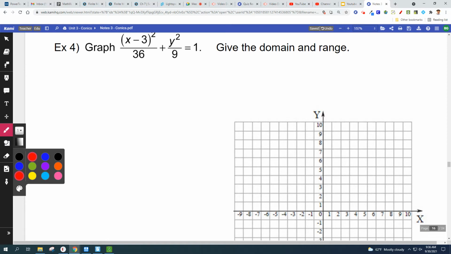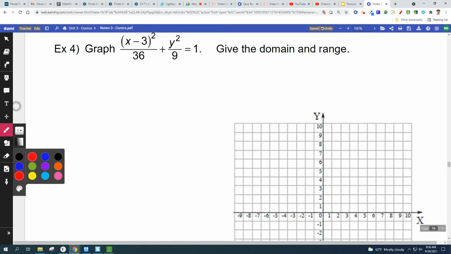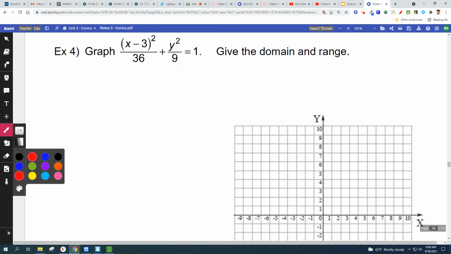All right, number 4. Graph it, give the domain and range. First thing you want to do is find the center. So where's the center? 3, 0. Very good. 3, 0. So 1, 2, 3, 3, 0. There's your center point, right? Second thing you want to do is find A and B, all right? A is going to be 6 and B is going to be 3.